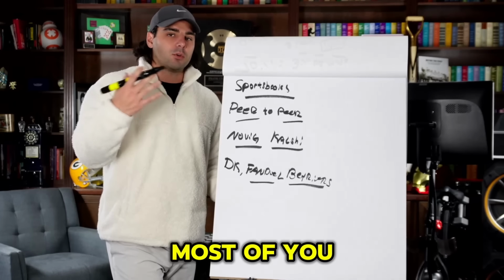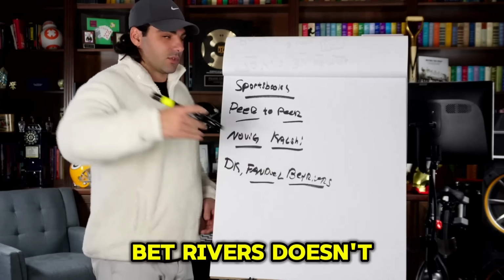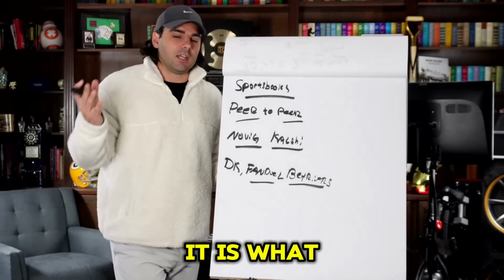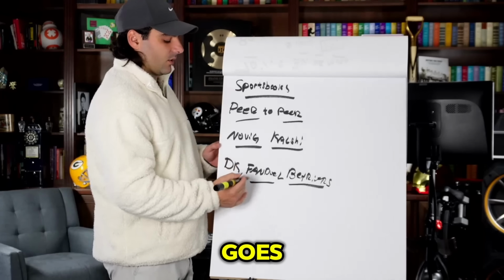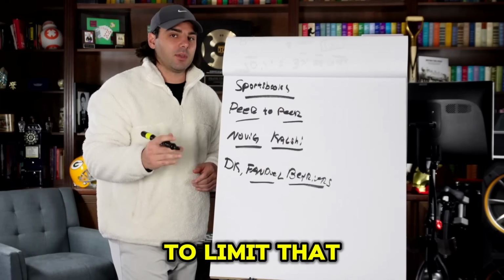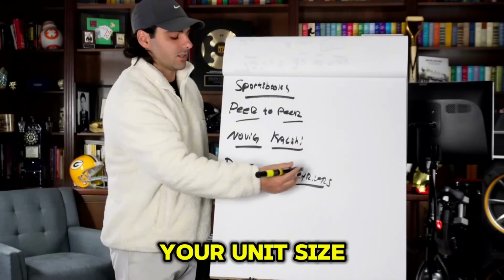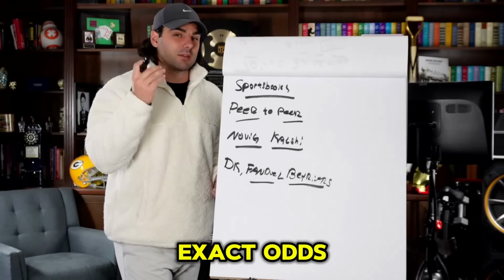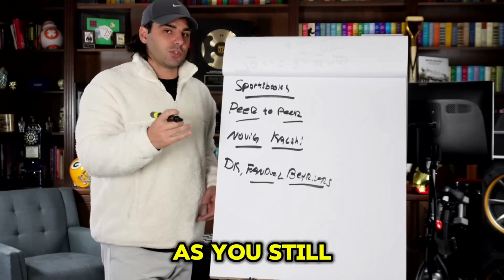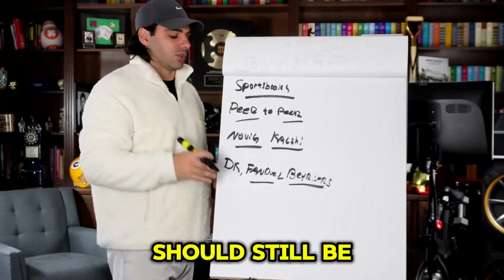Yeah, I know most of you have seen a lot of my videos where FanDuel doesn't want to do business with me, BetRivers doesn't want to do business with me anymore. It is what it is, okay? Got to move on, just got to go to the next account. That's just the way it goes. But you can do your best to limit that from happening by splitting your bankroll and your unit size amongst multiple sportsbooks and getting that same bet down. You're not going to get the exact same odds, but as long as you still have around the same edge, you should still be good.